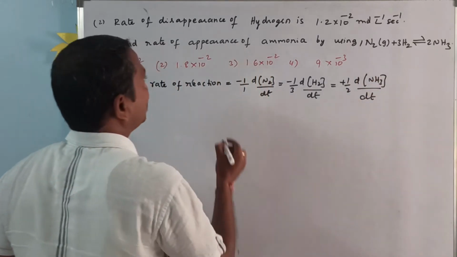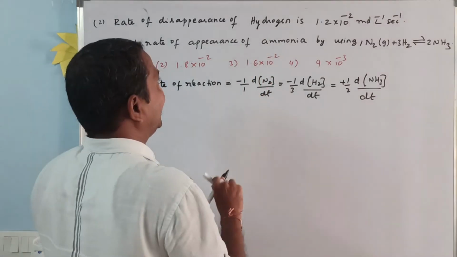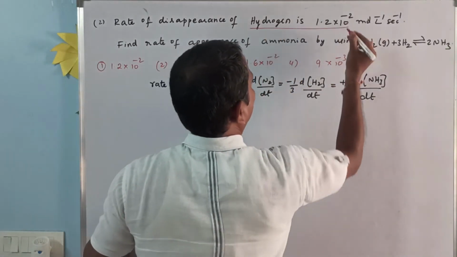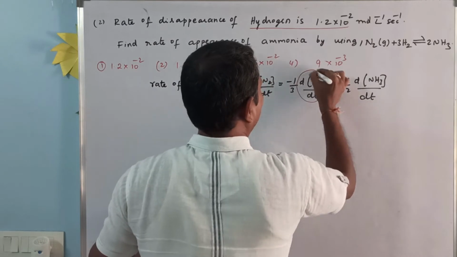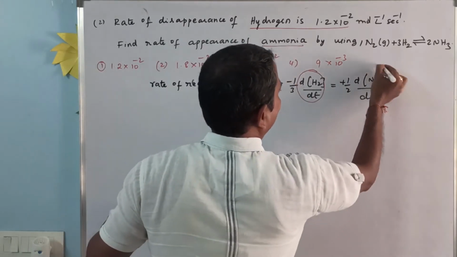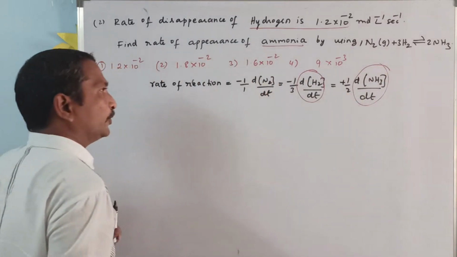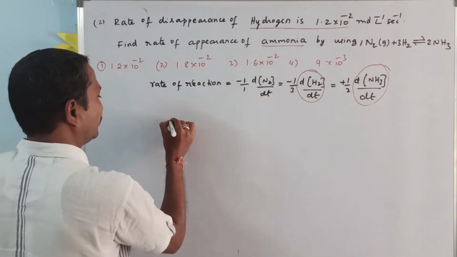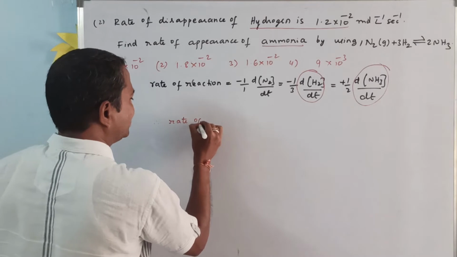Clear? In our problem, see carefully, hydrogen is given. So this is given. What is to be calculated? Ammonia is to be calculated. This is to be calculated. Now, therefore, the rate of appearance of ammonia.